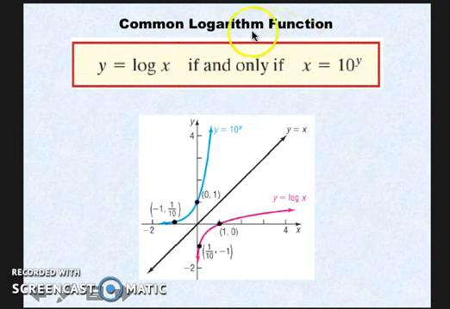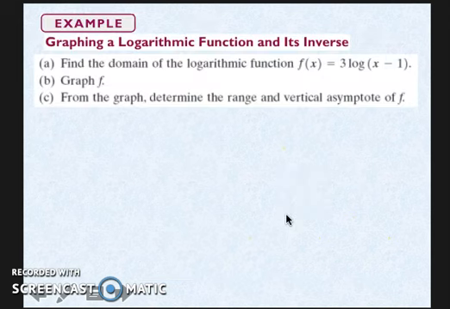The common logarithm function is log with base 10, and if there is no base written there, that means log with base 10. That's the common log function. This means 10 raised to y equals x, and this is this pink graph. That's what it looks like. Let's do some more examples.